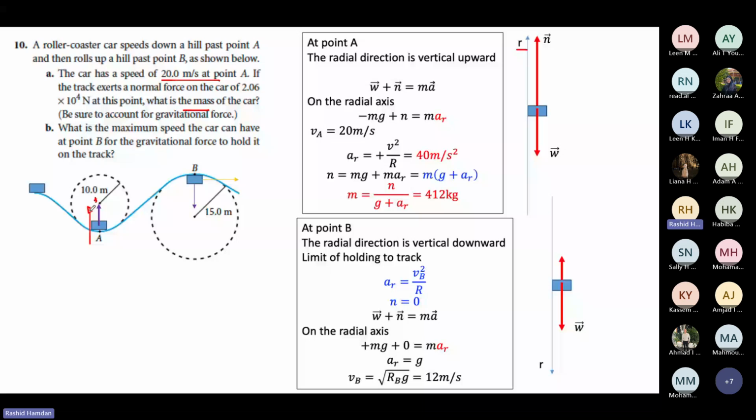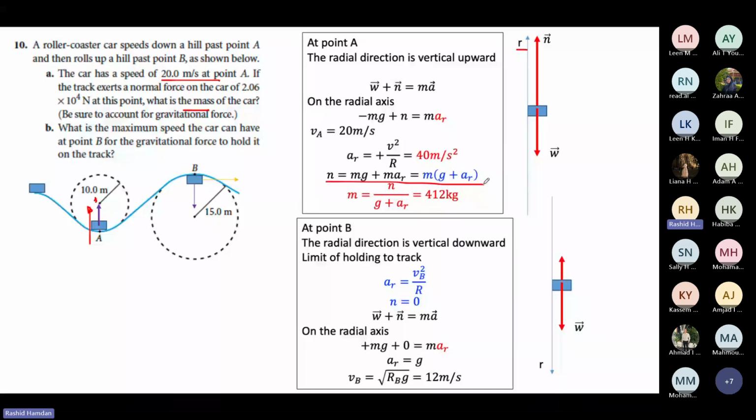You can call it the y direction, but you have to know that the acceleration is in that direction. I have minus mg plus N equal to m a_r. The a_r has to be positive because it has to be toward the center, and it's v squared over the radius of the circle. So the normal reaction is equal to mg plus m a_r. Before we plug in the m, let's look at this result.